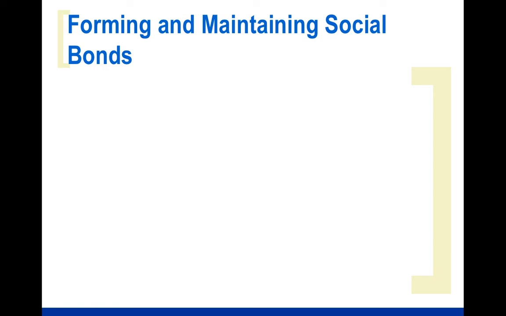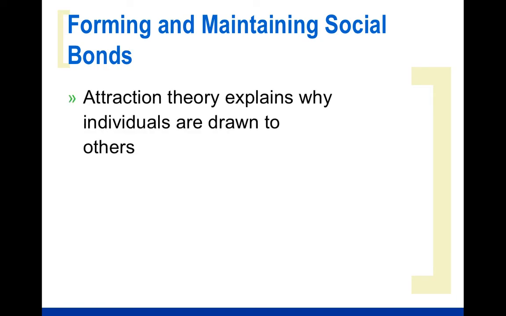So next we'll talk about forming and maintaining social bonds a little bit. And really what we're going to go over is a few really important theories from this chapter. These are pretty crucial interpersonal communication theories. And the first is attraction theory, and this explains why individuals are drawn to others, what it is that we find in people, and why our friends become our friends, and why our romantic partners become our romantic partners.